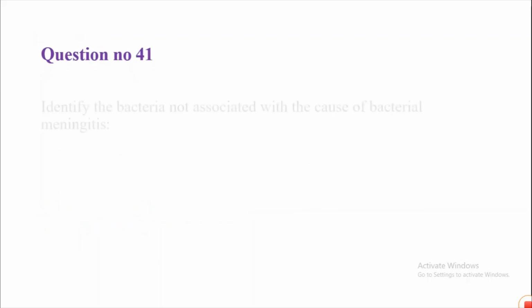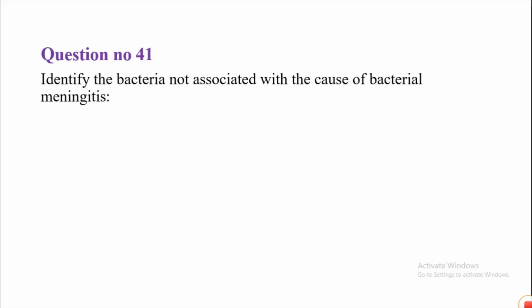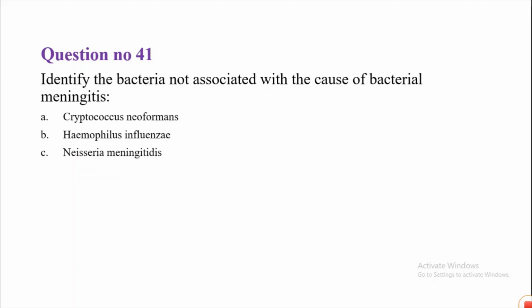Question number 41. Identify the bacteria not associated with the cause of bacterial meningitis. The options are number A, Cryptococcus pneumoniae, number B, Haemophilus influenzae, number C, Neisseria meningitidis, number D, Streptococcus pneumoniae.